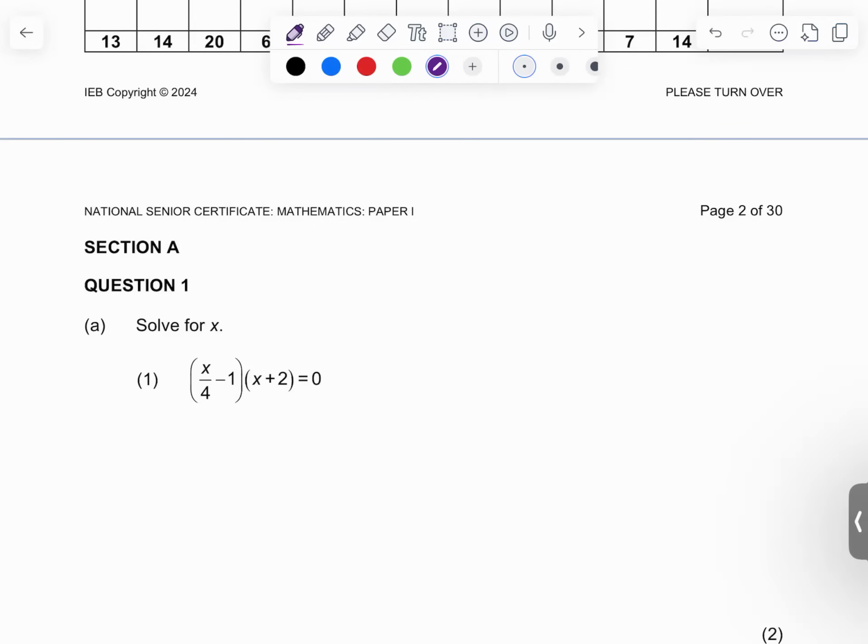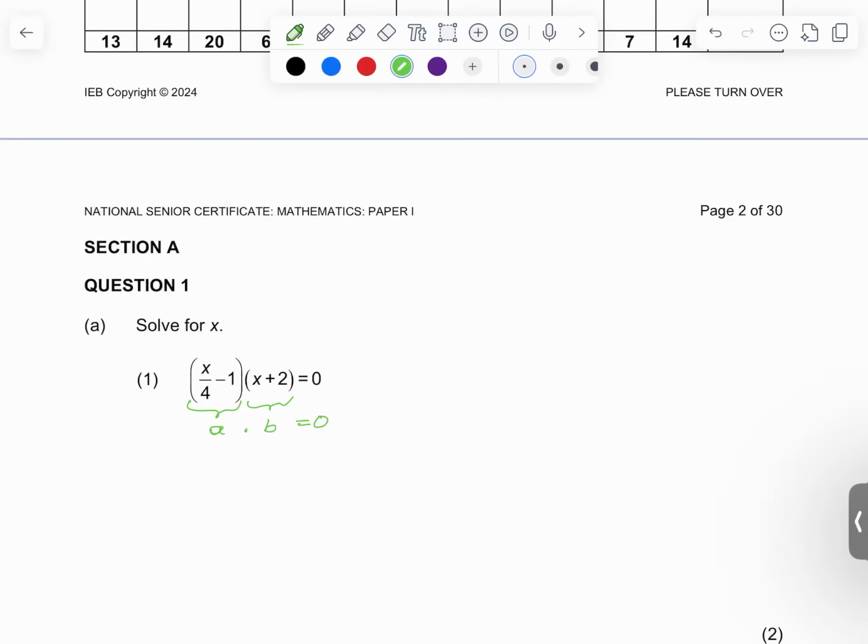So what is this equation saying to us? It is simply telling us that the first bracket, factor A, is multiplied by the second bracket, which is factor B. And when you multiply these two factors, you will get a product of 0. The only way you can get a product of 0 is when one of the factors is equal to 0 or both factors are equal to 0.